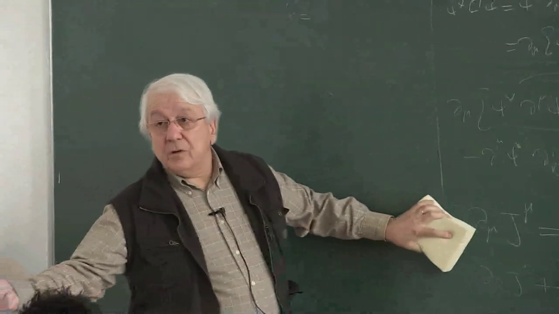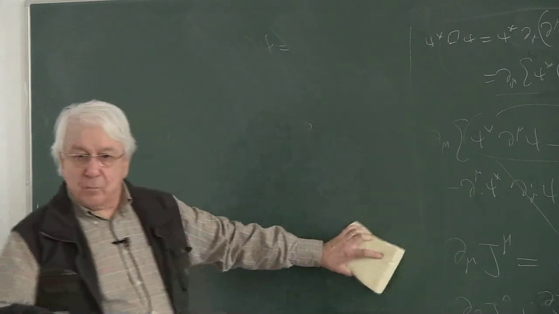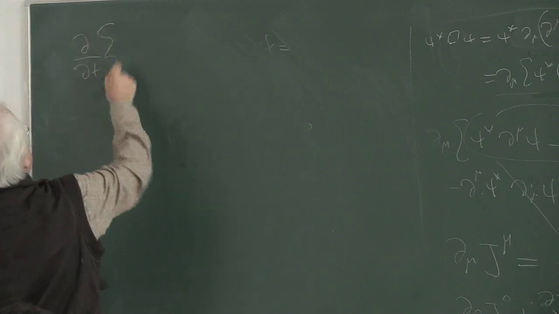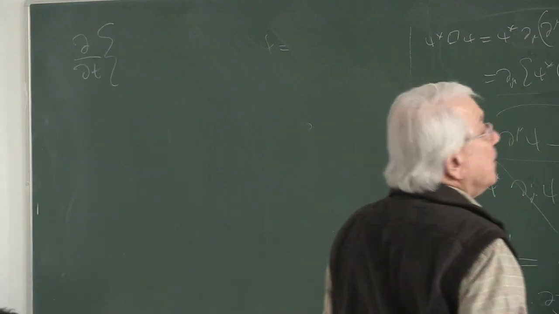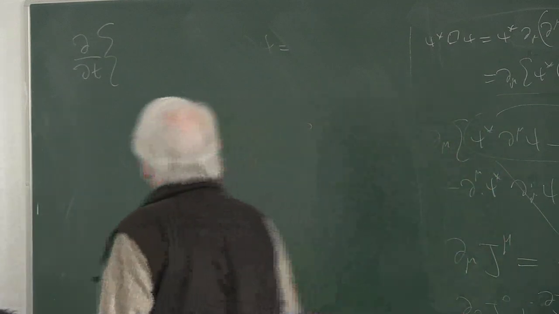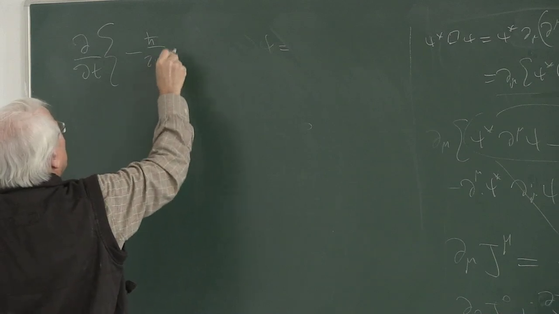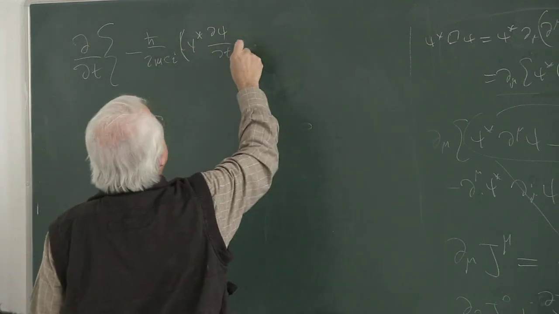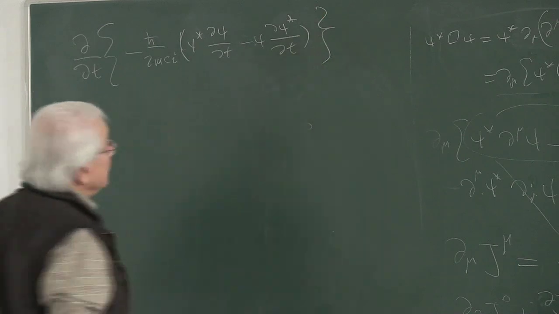We have adjusted the current part to be associated with the actual velocity in the classical sense, so that it represents a motion in, motion out. But now see, the probability density part came out as d by dt of minus h bar over 2mc i, if you want, psi star d psi dt minus psi d psi star dt. This is the first part.